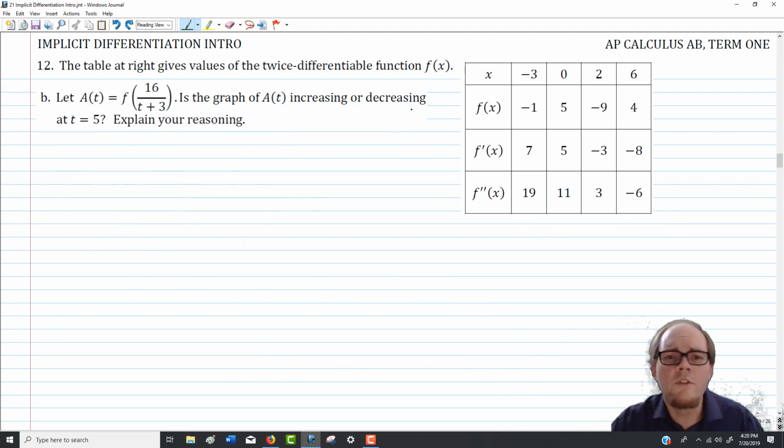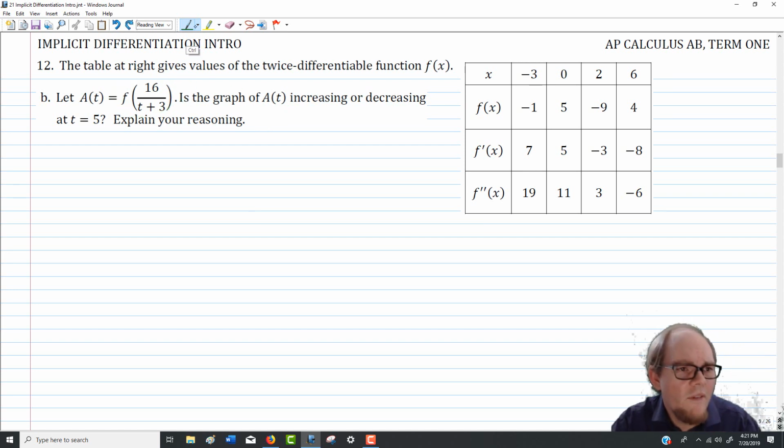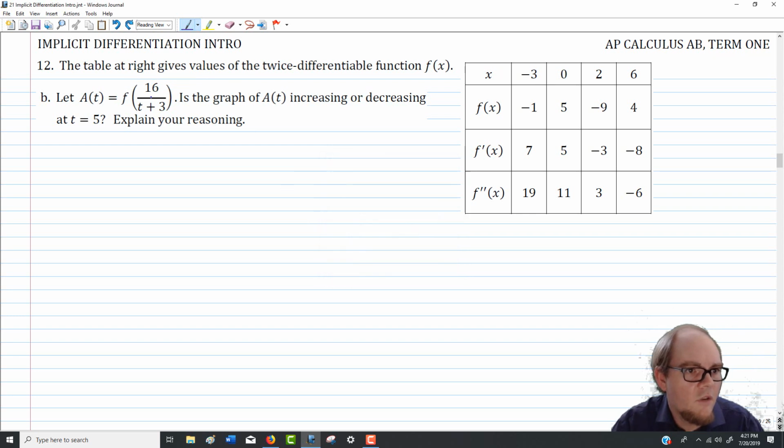Okay, next that brings us to question 12b. Let a of t equal f of 16 over t plus 3. Is the graph of a increasing or decreasing at t equals 5? So first of all, in looking at this expression, we've got stuff shoved into f of x. We've got a 16 over t cubed in there. This is screaming to me that we need to use the chain rule. So I've got chain rule in my mind.